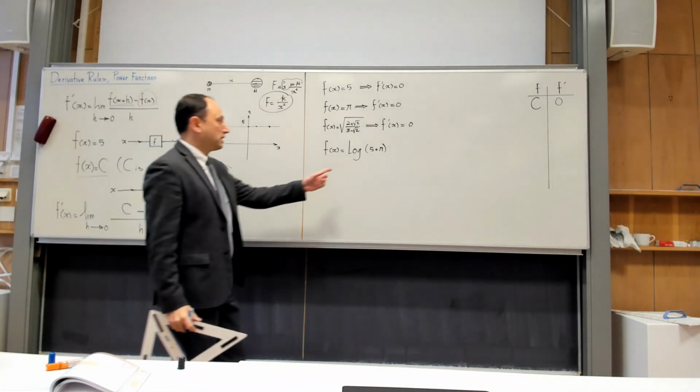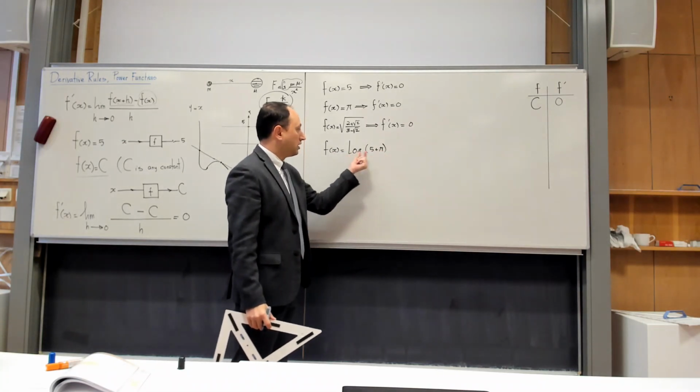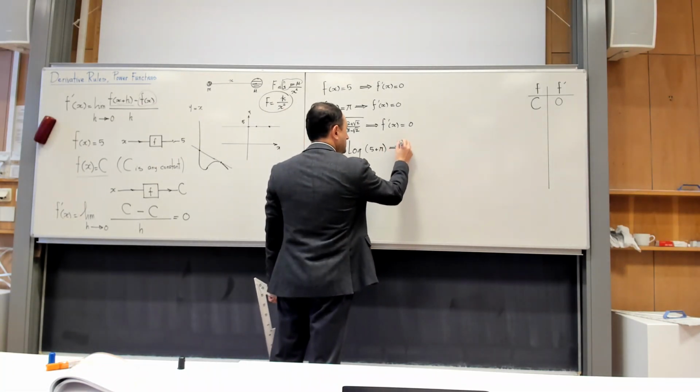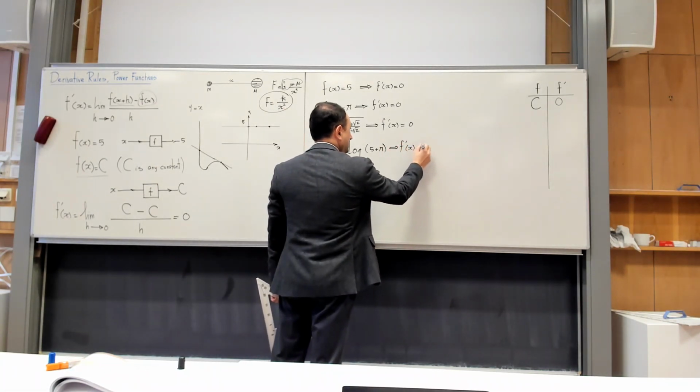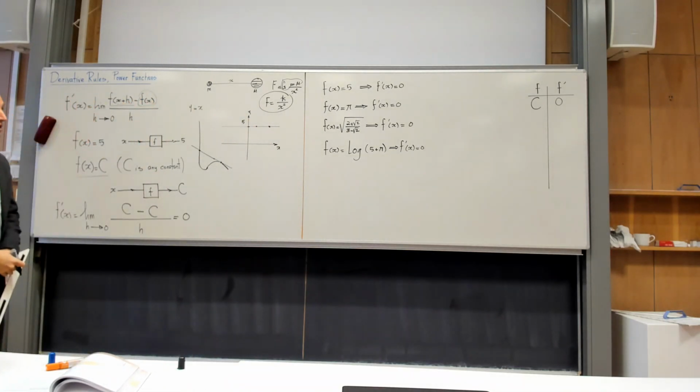Because it doesn't matter, this is a constant, 5 added to it, it's a constant. Log of a constant is a constant at the end, and then the derivative is 0. So it doesn't matter how your constant is written, if you are convinced that the function is a constant function, then you can say that the derivative is equal to 0.